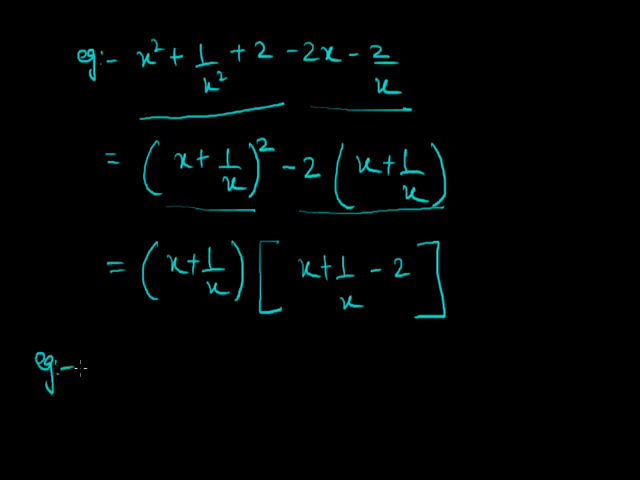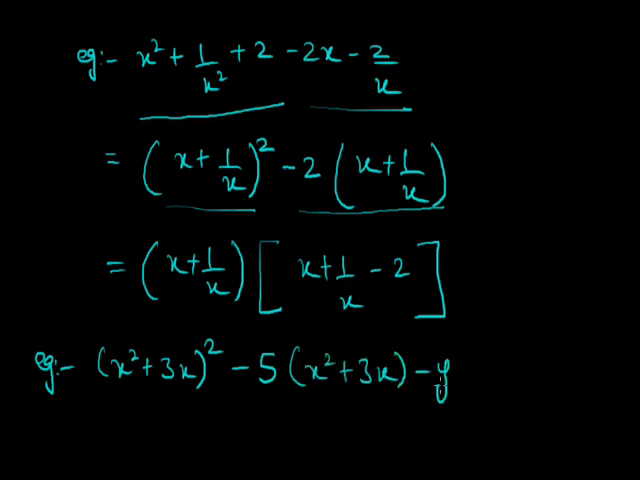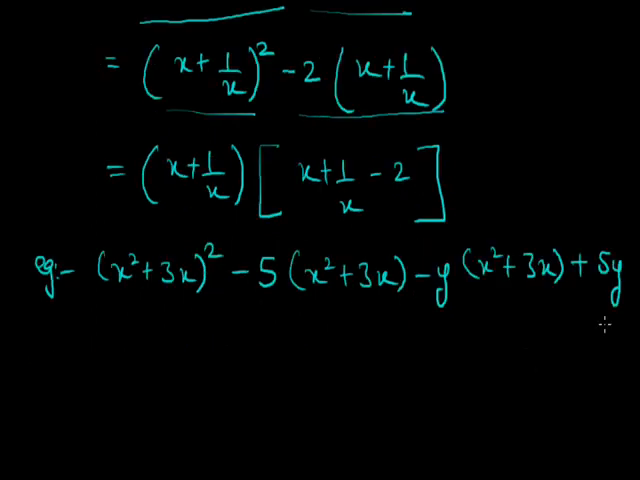Now we'll see one more example based on this. First write down the example as x square plus 3x whole square minus 5 into x square plus 3x minus y into x square plus 3x plus 5y. Now you can see here that there are four terms, that is x square plus 3x whole square, minus 5 into x square plus 3x, minus y into x square plus 3x, and plus 5y.